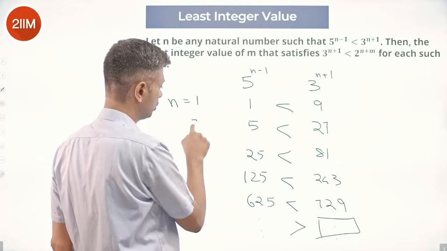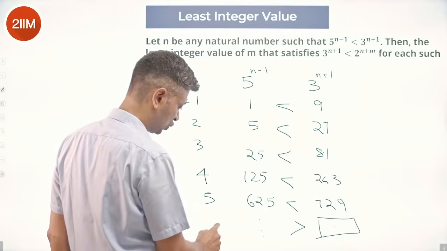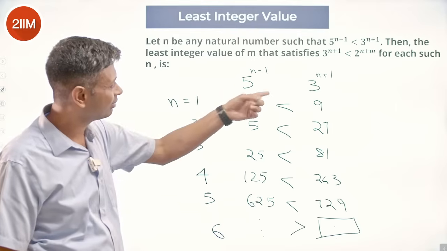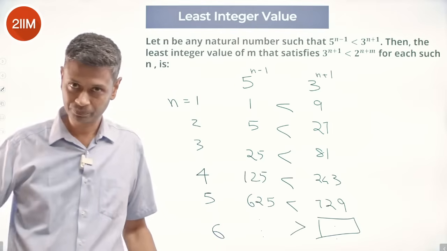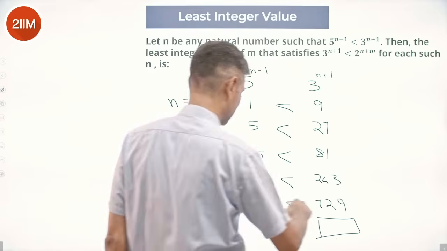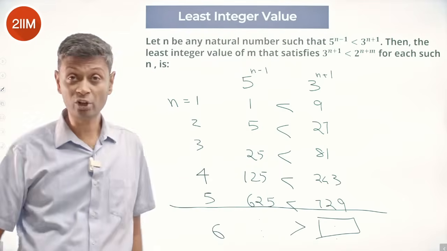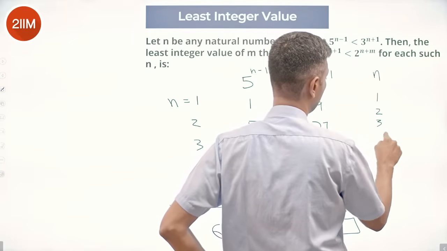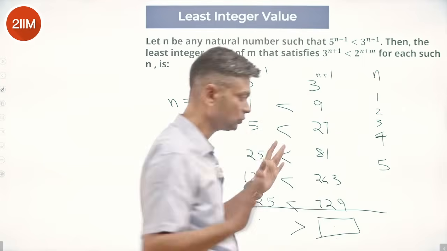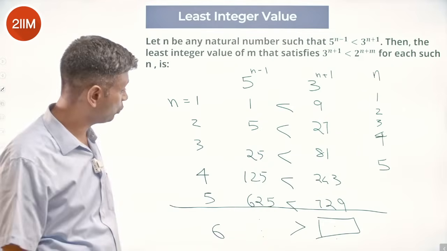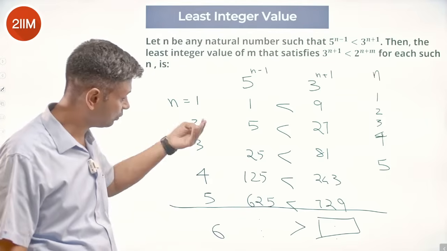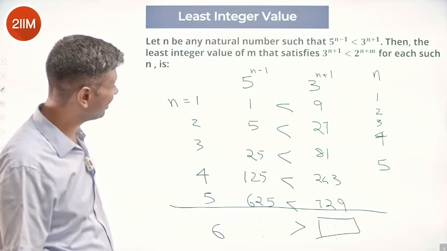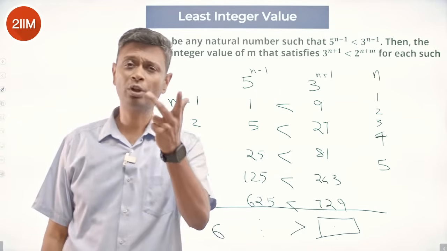n equal to 1, 2, 3, 4, 5, 6. From 6 onwards, 5 power n minus 1 is greater than 3 power n plus 1. And so till 5, this holds good. 5 power n minus 1 less than 3 power n plus 1. n could be 1, 2, 3, 4 or 5. One of these, right? 1, 2, 3, 4, 5 all work. From 6 onwards, 5 power 5 is greater than 3 power 6. This fellow overtakes. So n is 1, 2, 3, 4 or 5.